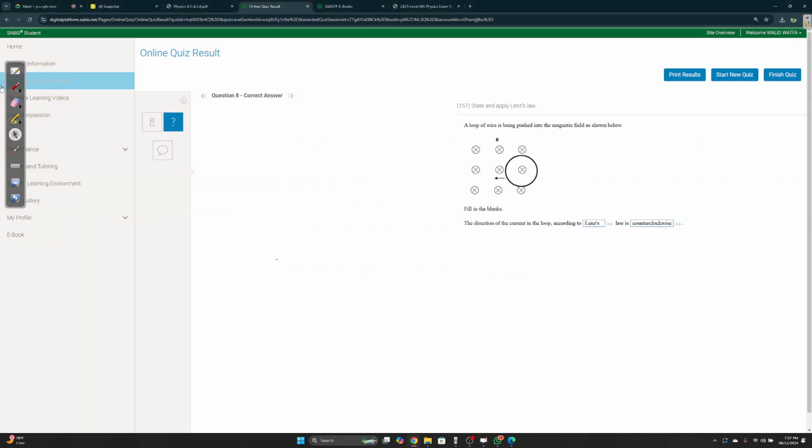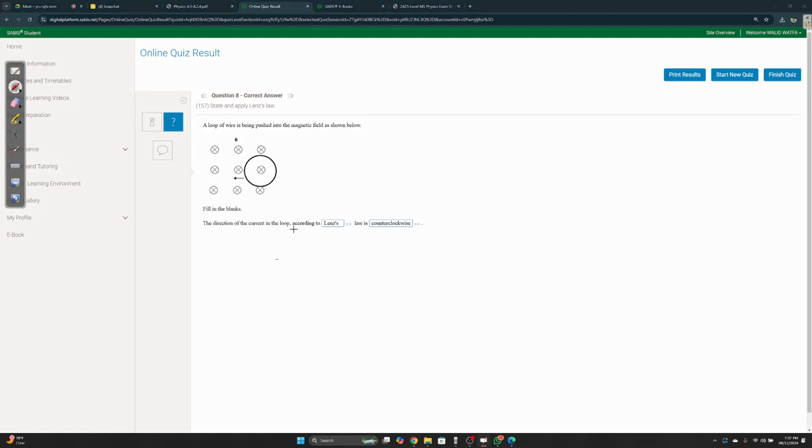Question 8. The direction of the current in the loop. So basically they gave you the magnetic field. The magnetic field is X, so it's going inwards, right? And they gave us the force. Sorry, they gave us that the magnetic field is to the left, and that the loop of the wire is being pushed into. So this X actually represents the force, which is inwards. So you have the force being inwards and the magnetic field going to the left.